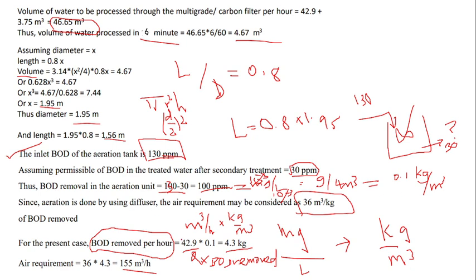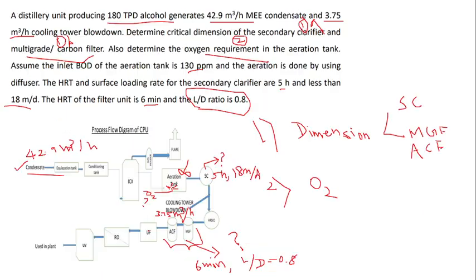So now for 4.3 kg of BOD removed, how much air is required? You have to multiply with 36 meter cube, that is constant. So 36 into 4.3 is 155 meter cube per hour. Okay. So now we have calculated part B also.